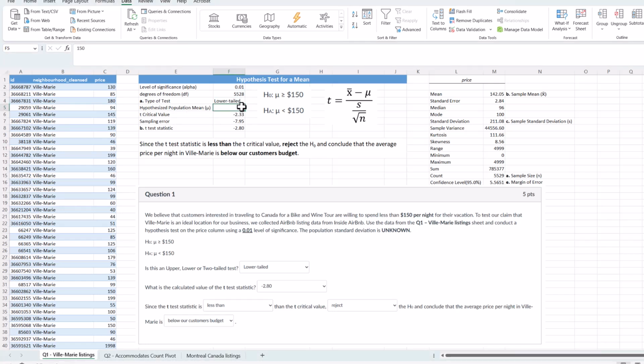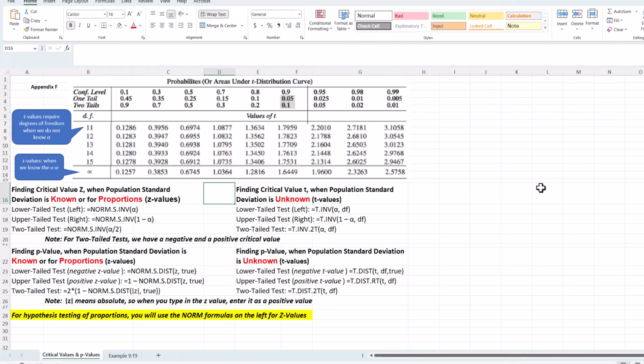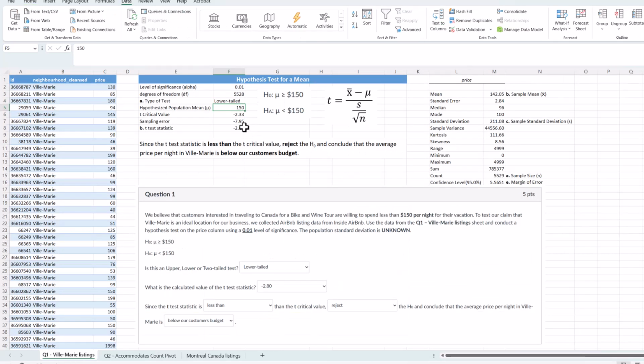In order to calculate the t-critical value, I'm going to use the Chapter 9 Excel resources. So here is the Chapter 9 Excel resources, and in the problem it was stated that the population standard deviation is unknown, and we have that this is a lower tail test. So we're going to use this formula here for the lower tail test. I'm going to plug in t.inv, and then input 0.01 for the level of significance, alpha, and 55.28 for the degrees of freedom, and we get a negative 2.33.